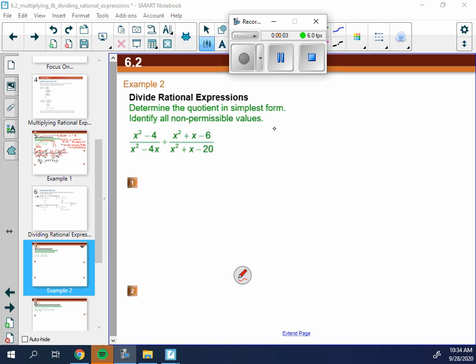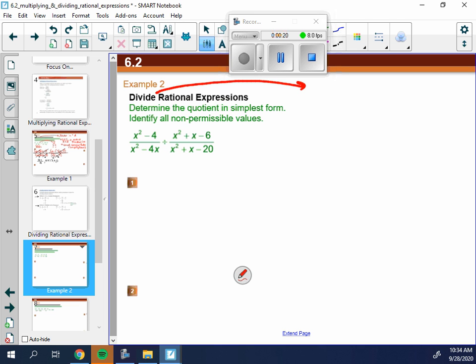Dividing example. So determine the quotient. The quotient is the word that means the answer when you divide. Don't forget that. You have to know that. Product is the answer after you multiply, right? Sum and difference are obviously from adding and subtracting. And then identify your non-permissible values.